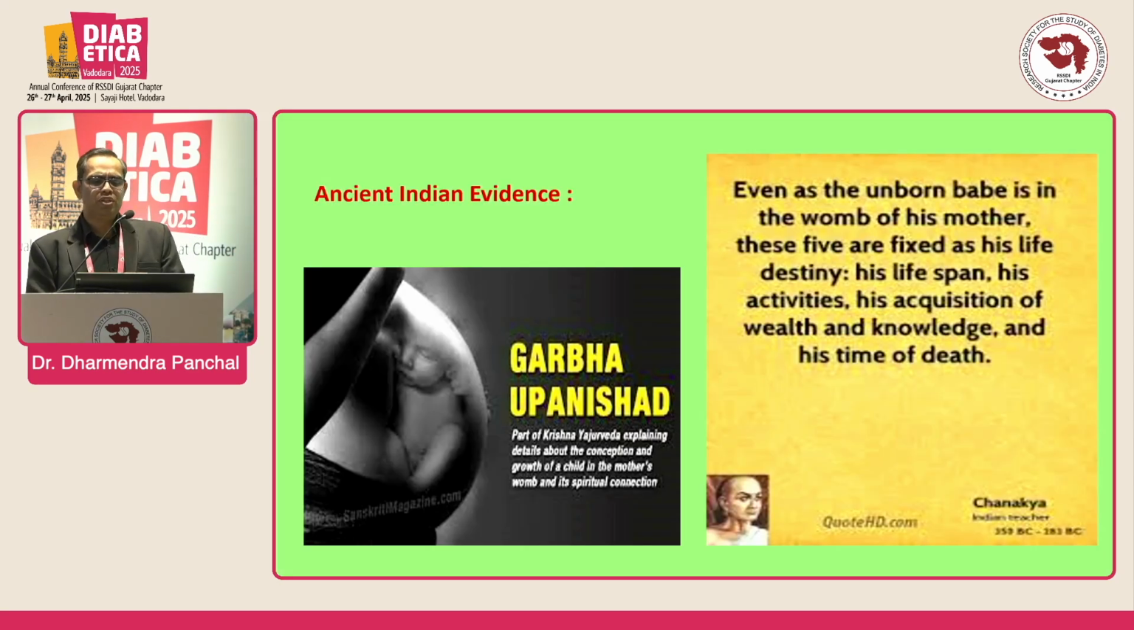And this is not new. This has all the way been defined by our ancestors. This is a slide from our own Dr. Shalini Jaggi and Rajiv Chawla, sir. You have been across this slide. This is the Garbh Upanishad, and it says that for the unborn baby in the womb of his mother, 5 things are fixed, and that is his lifespan, activities, acquisition of knowledge, wealth, and his time of death.